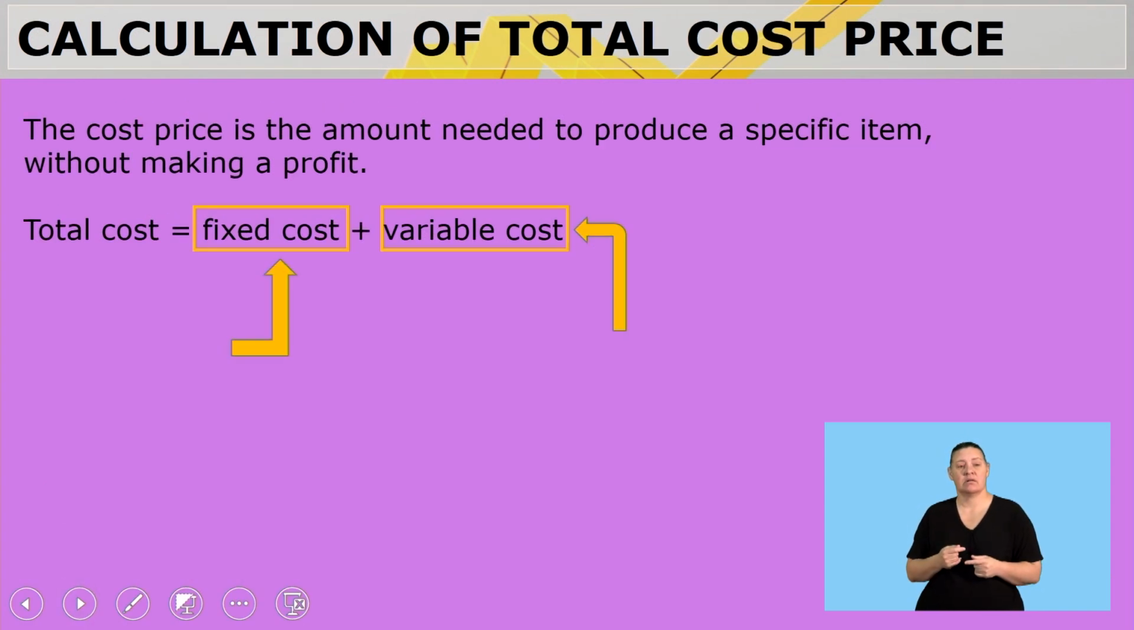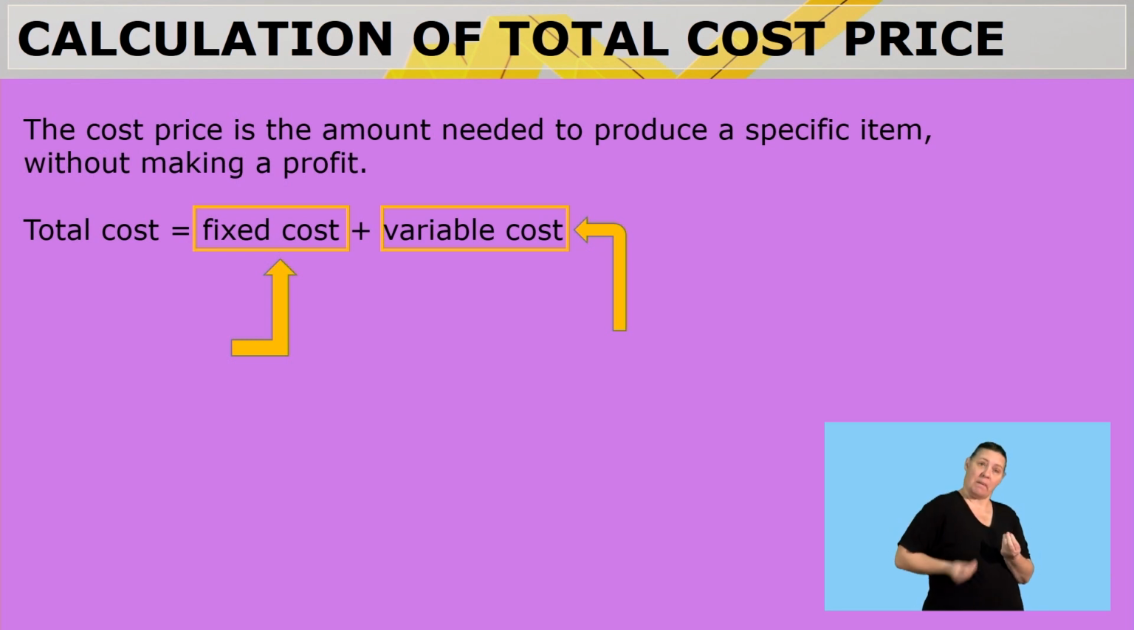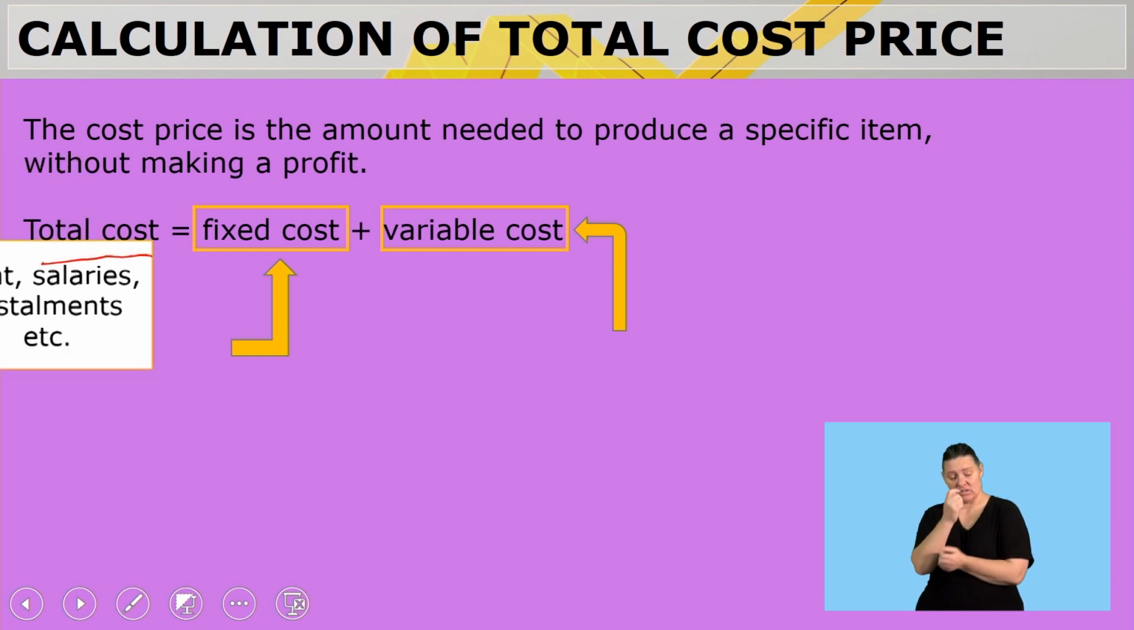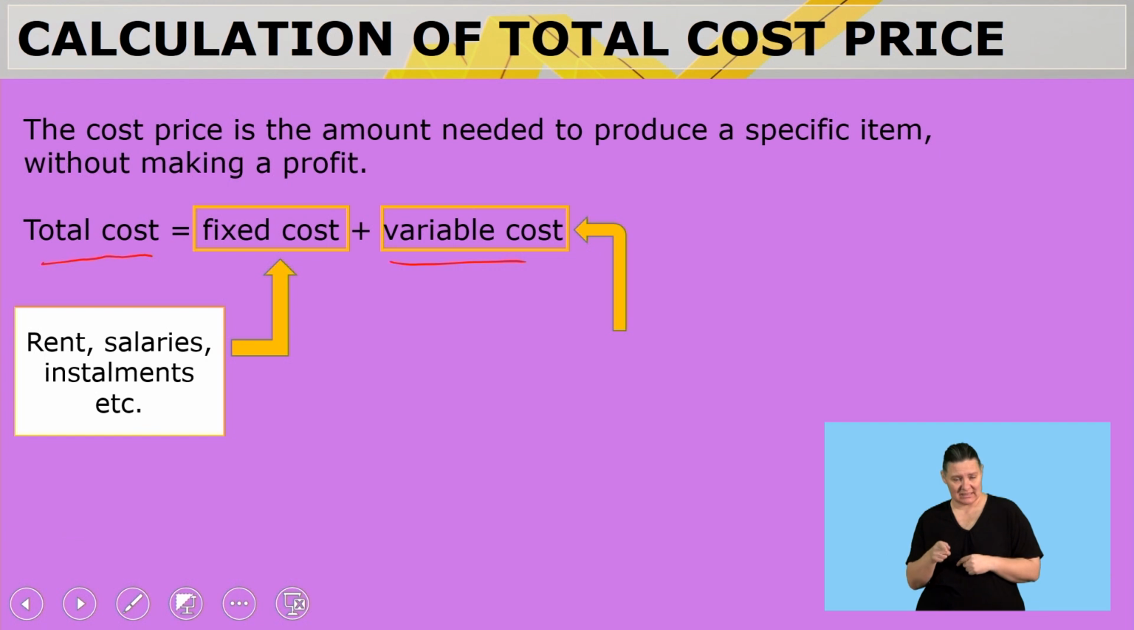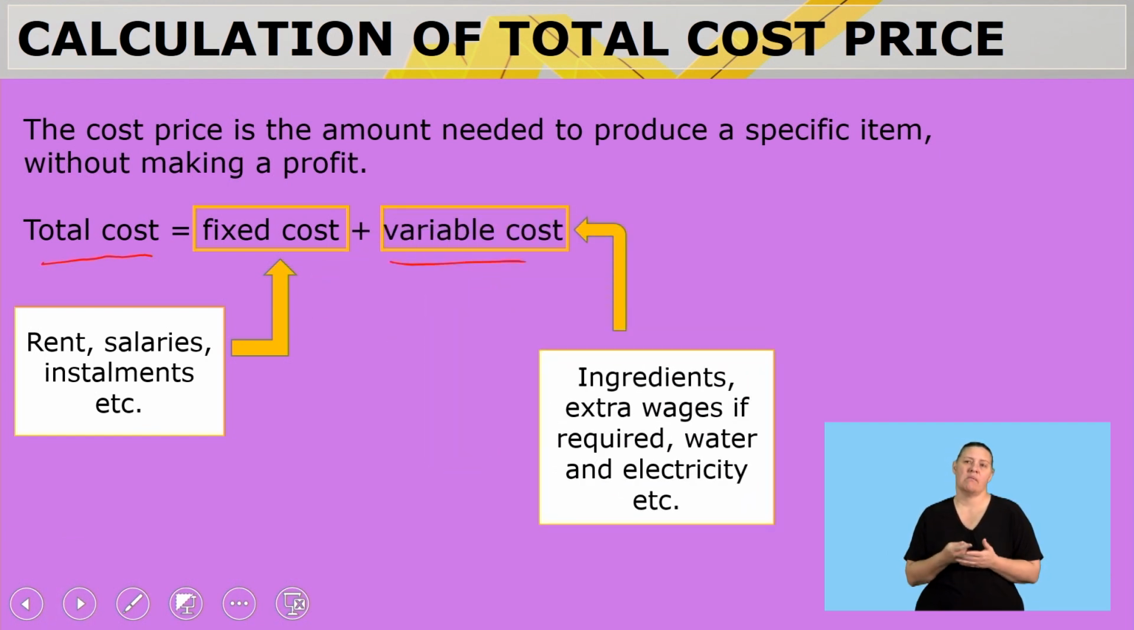If we look at the cost price, it is the amount needed to produce a specific item without making any profit. So it will be calculated as total cost: the fixed cost, which is rent, salaries, installments, etc. Remember, that is your overheads, plus the variable cost, and that entails your ingredients, extra wages when needed, water and electricity.